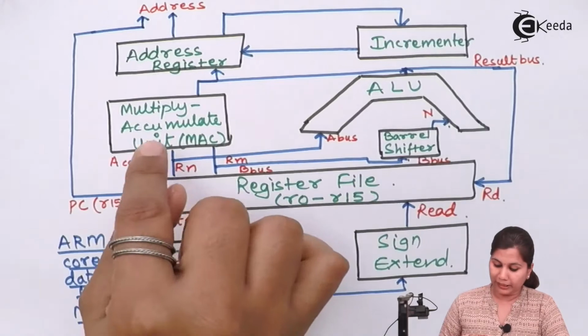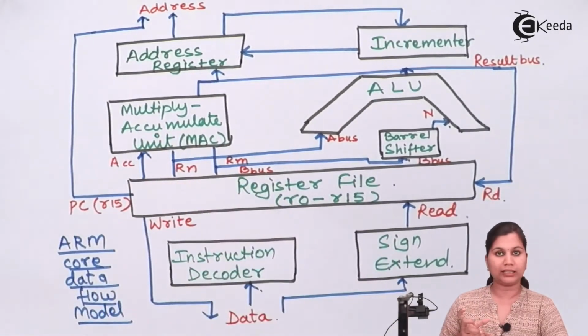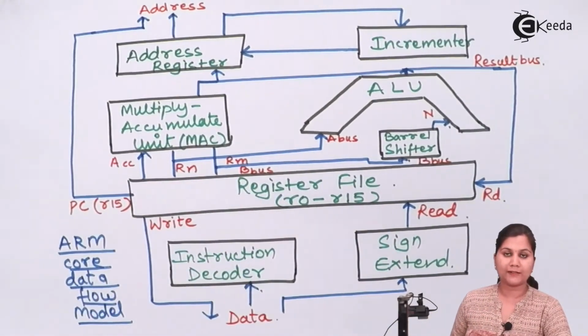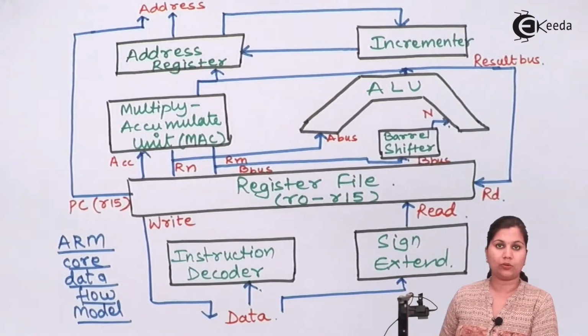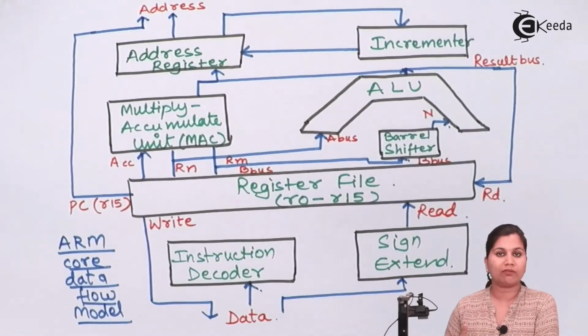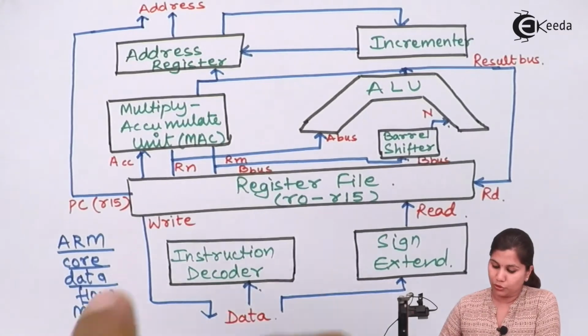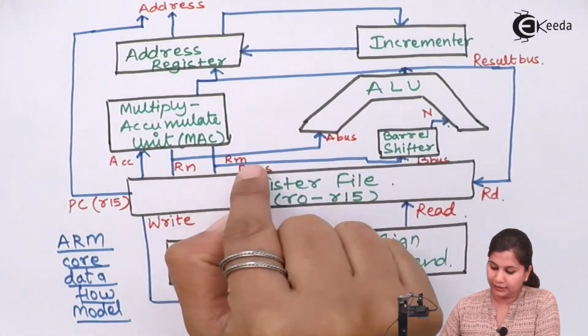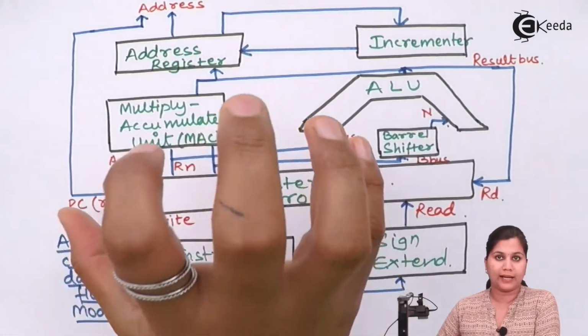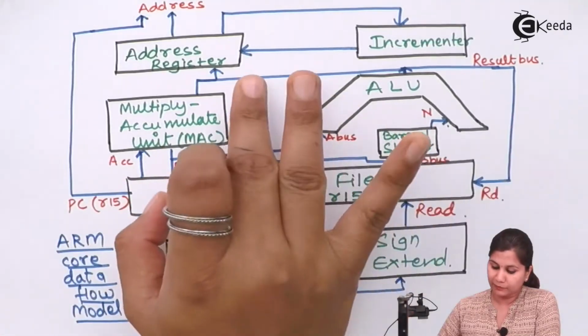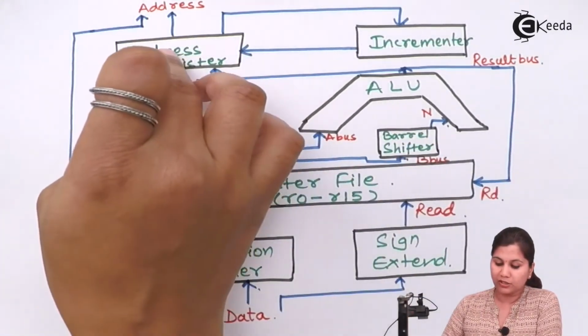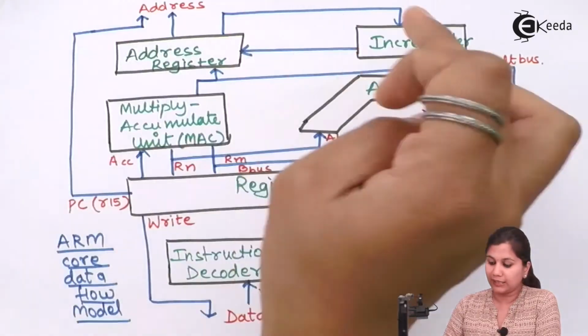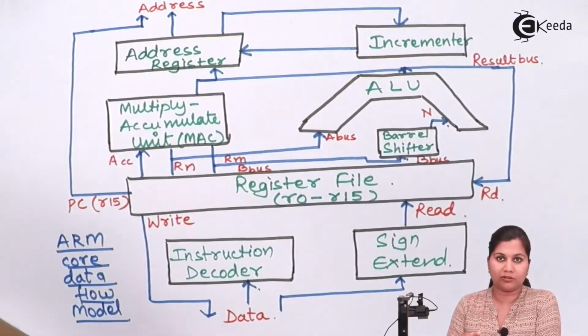Then in the multiply and accumulate unit, because we know that in the ARM processor we have three operands, two are the source operands and one is the destination operand. So the source operands and destination operand are accumulated, and the result is stored. Address register is going to generate the address, and incrementer is going to increment the addresses.